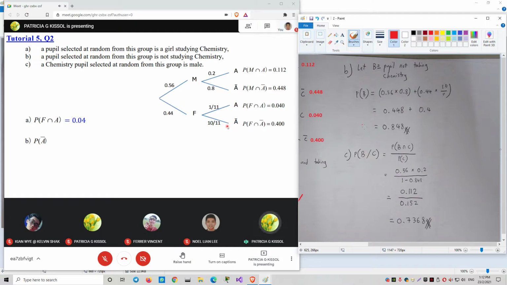So in order to answer part B, we're supposed to add these two, these two values here. Since we've already drawn the probability tree, if you have shown it in your answer, you can straight away just quote the answer, which is 0.448 plus 0.400. And that should give you 0.8480. Any question? So far, okay?